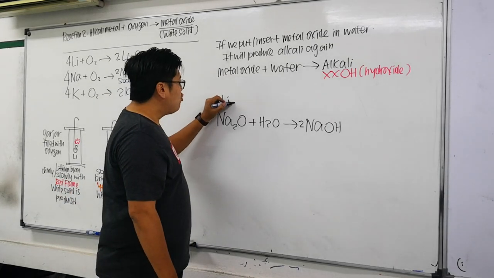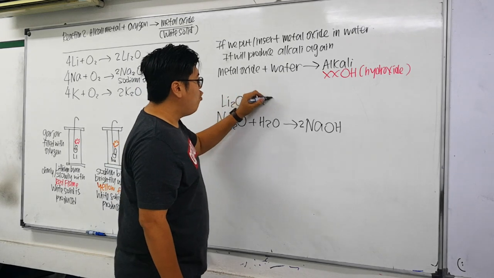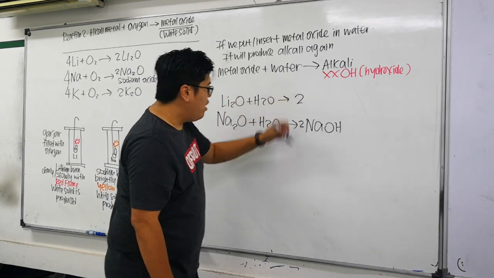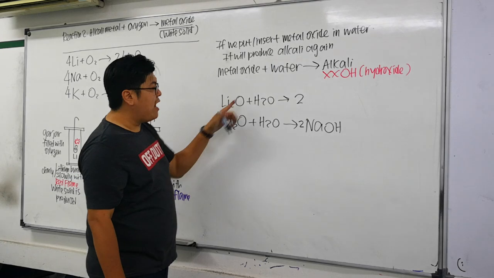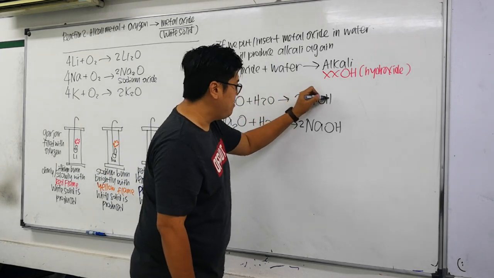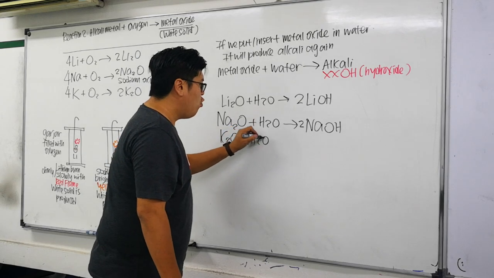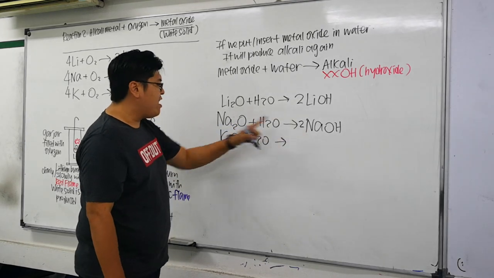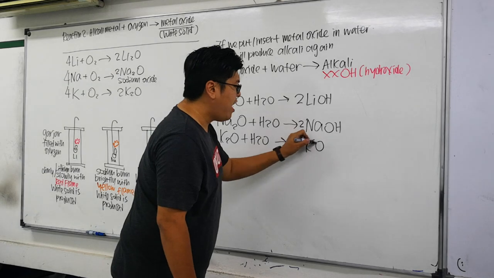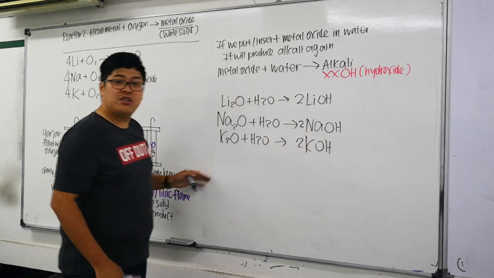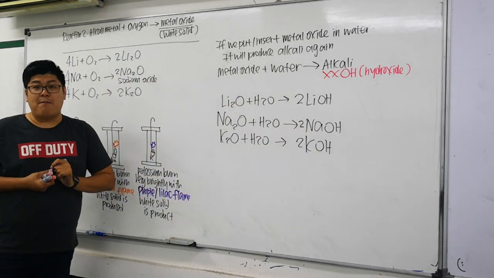Lithium, Li2O plus H2O. Here is two, here is two. Na, Na, Li, Li. Understand? So K2O plus H2O, okay? Na, Na, K, K. KOH. Finish. Okay? That's what happened.